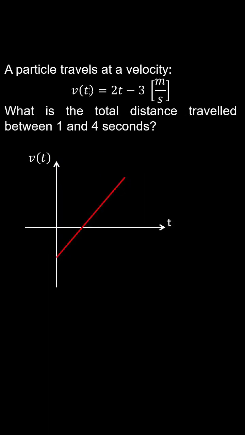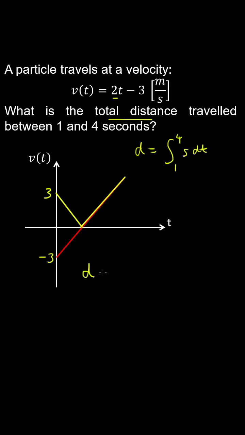A particle travels at the following velocity, and we're asked for the total distance travelled between 1 and 4 seconds. Well, speed is the absolute value of the velocity, and the distance is the area under the speed versus time curve. So in this case, we're going from 1 to 4 seconds. If this is the velocity curve with a y-intercept of minus 3 and a slope of 2 according to this equation, then the speed is the absolute value of the velocity, so it's going to look something like this.